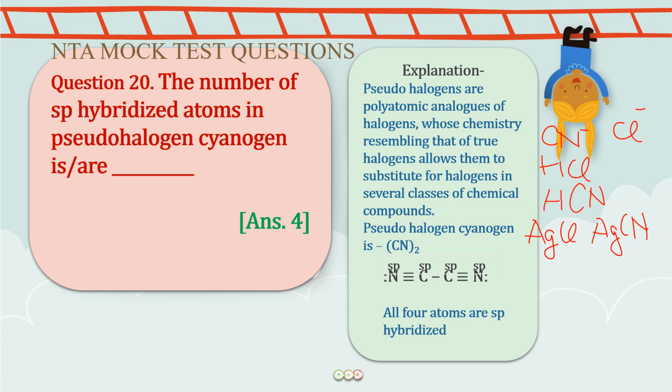Now what is cyanogen? It is (CN)2. You can see the structure over here. We have a carbon-carbon single bond in the center, and each carbon is making a triple bond with nitrogen. So all of these 4 atoms are forming 2 sigma bonds and 2 pi bonds. Therefore, 2 sigma bonds means they are going to be sp hybridized. So all the 4 atoms are sp hybridized. Therefore the answer is going to be 4. I hope this is clear.